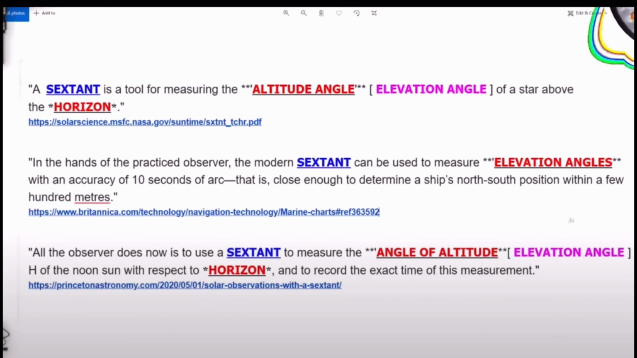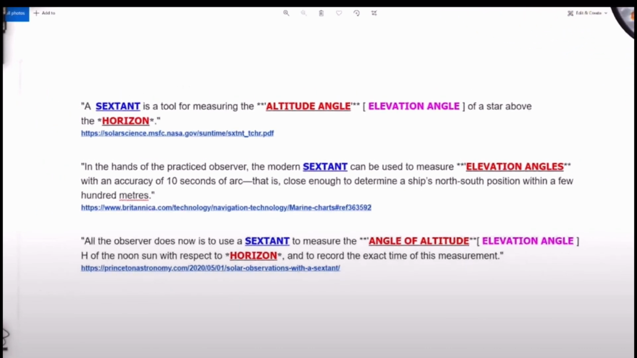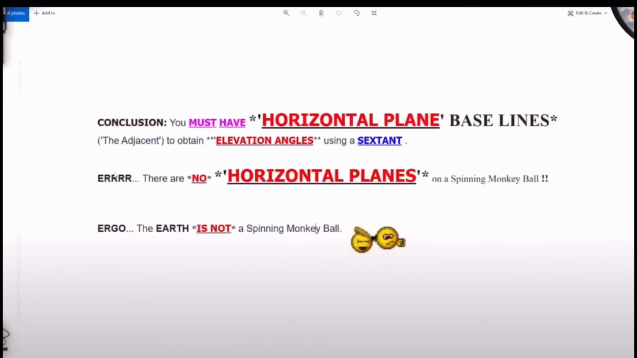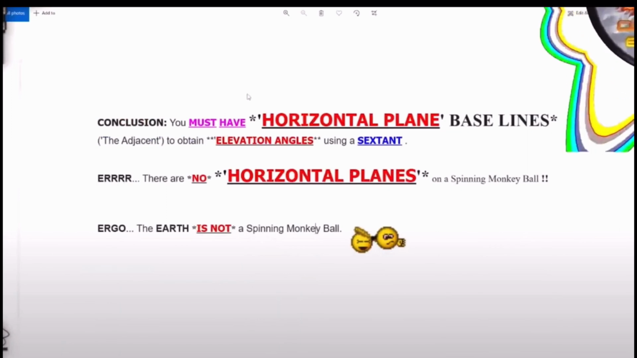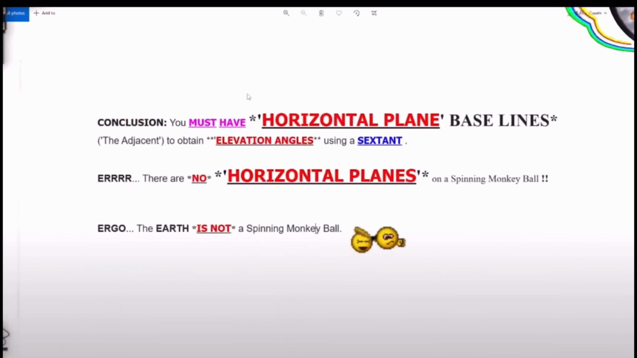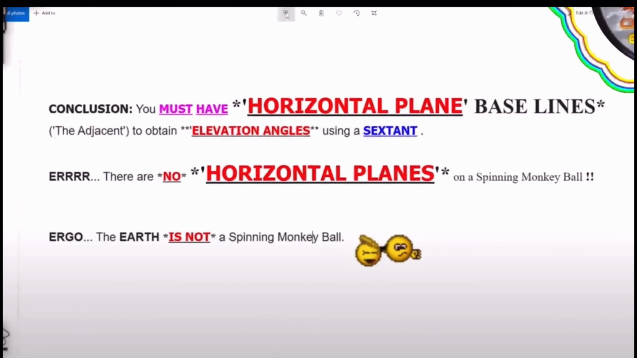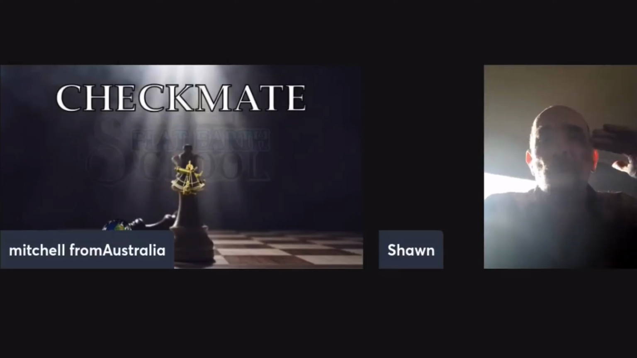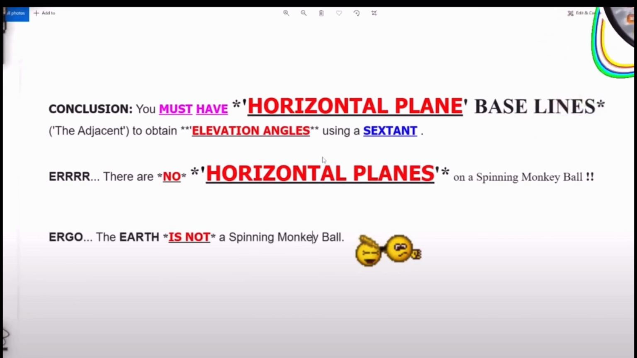This should turn out the lights, baby. It's simply over right here. There's no argument against this argument. Conclusion: you must have horizontal plane baselines, like I mentioned before, the adjacent, to obtain elevation angles using a sextant. Or it's a horizontal plane to your level eye line. This is a death blow, because there are no horizontal planes on a spinning monkey ball.